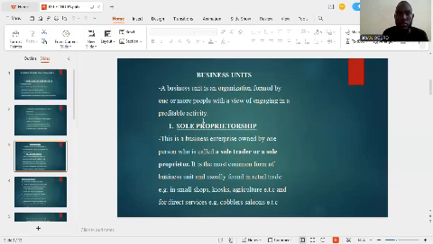So first, what is a sole proprietorship? Sole proprietorship is a business enterprise owned by one person who is called a sole trader or a sole proprietor. It is the most common form of business unit and usually found in retail trade. For example, in small shops, kiosks, agriculture, and many others.